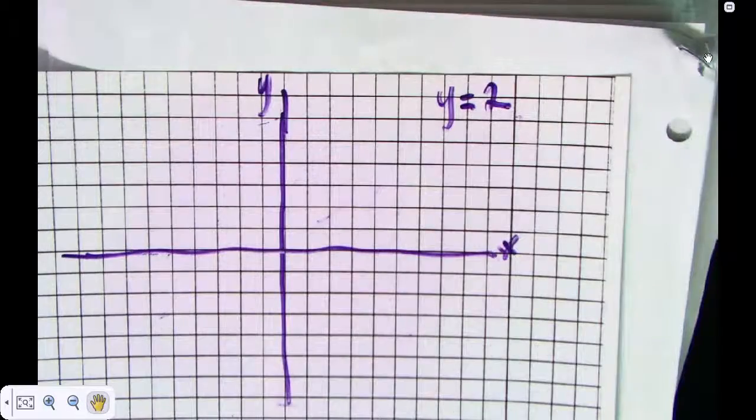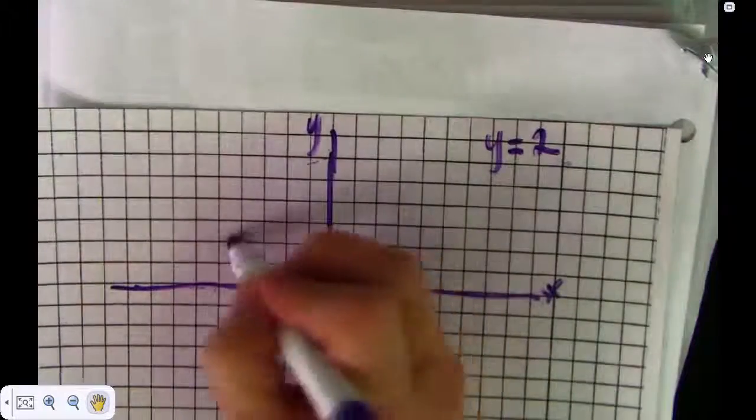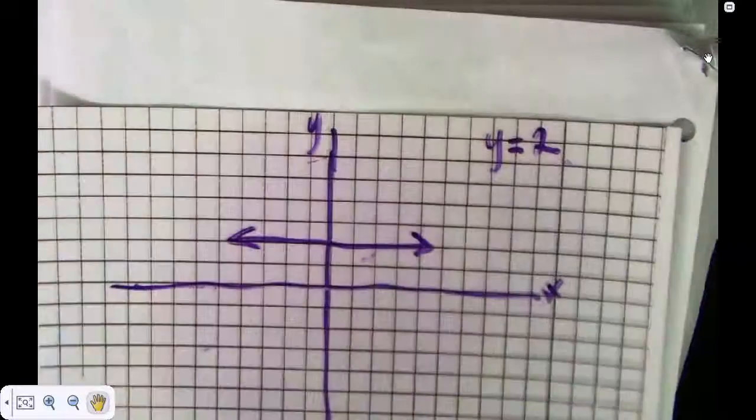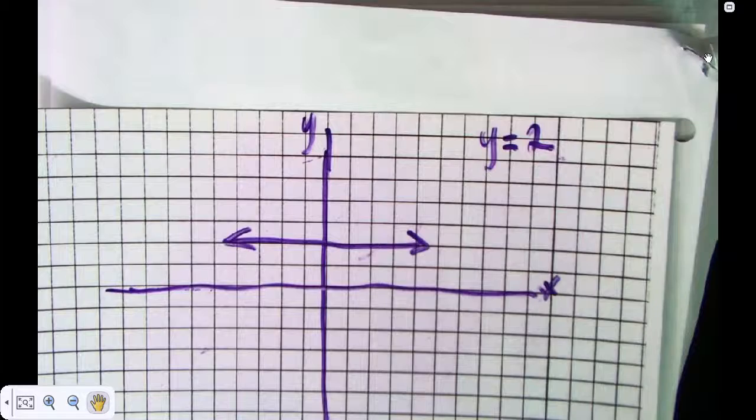Y equals 2. Guys, look at my board. My board doesn't have the XY axis drawn on it. That's why I drew mine. So Y equals 2. We worked on that before the holidays a bunch. I'd say the majority knew how to draw that. Thank you. Okay, Y equals 2. A for effort.